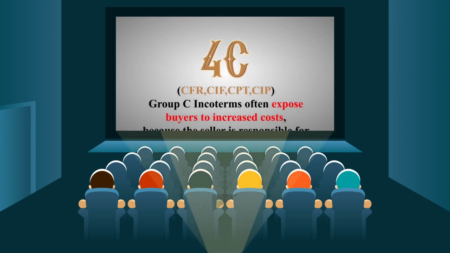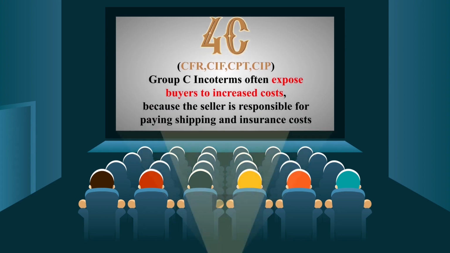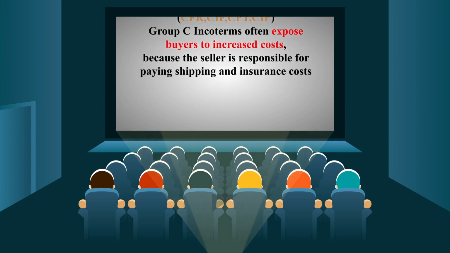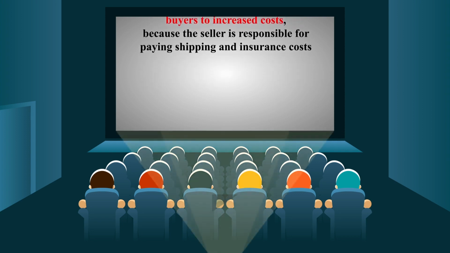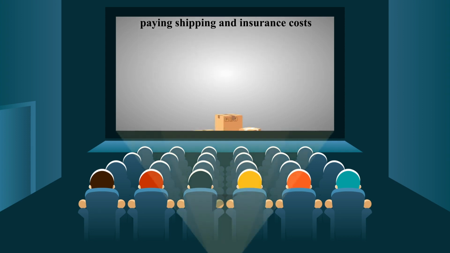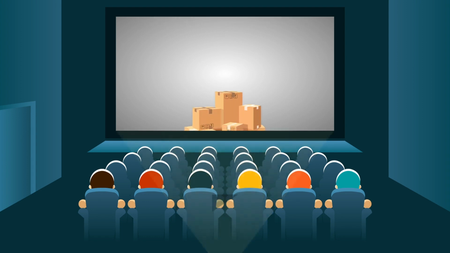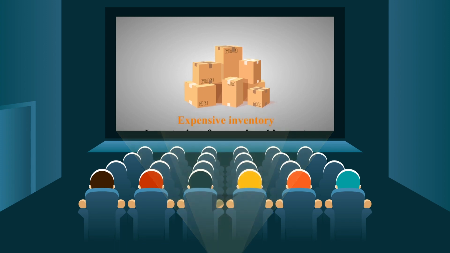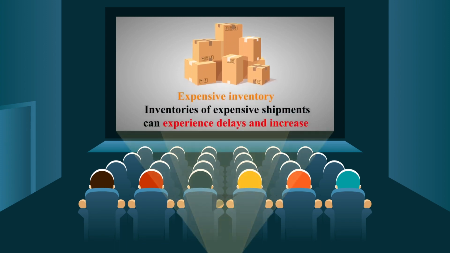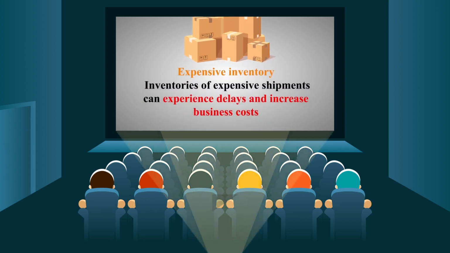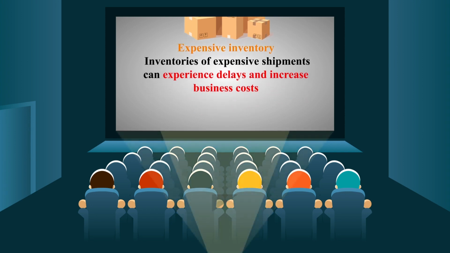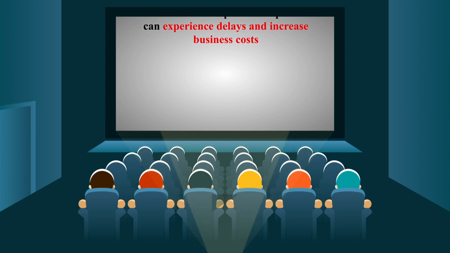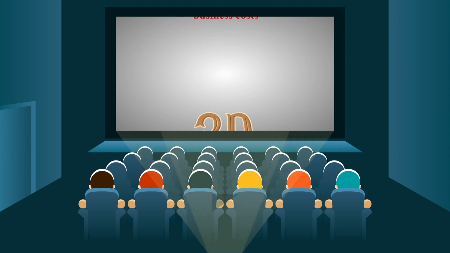Group C Incoterms often expose buyers to increased costs, because the seller is responsible for paying shipping and insurance costs. This is a disadvantage for the importer, especially if the exporter chooses to quote the final figure without specifying individual entries for variable costs, insurance and currency. Furthermore, buyers occupying inventory of expensive shipments may experience delays because Incoterms do not cover the transfer of title. This can be disappointing, because an inventory of expensive goods can help a business reduce costs and report higher income.